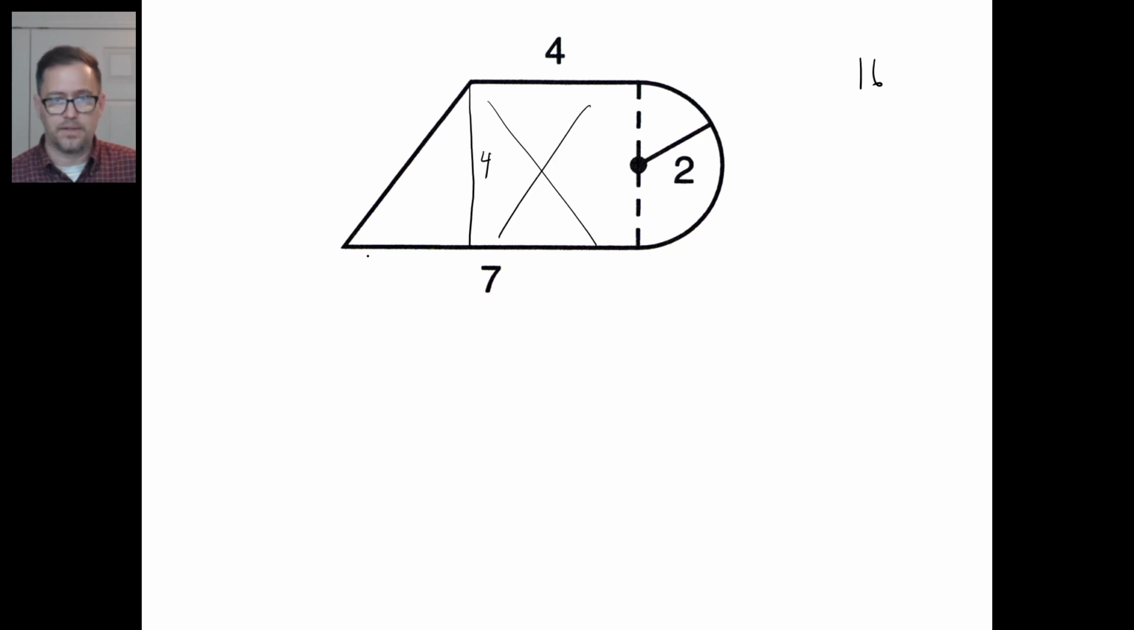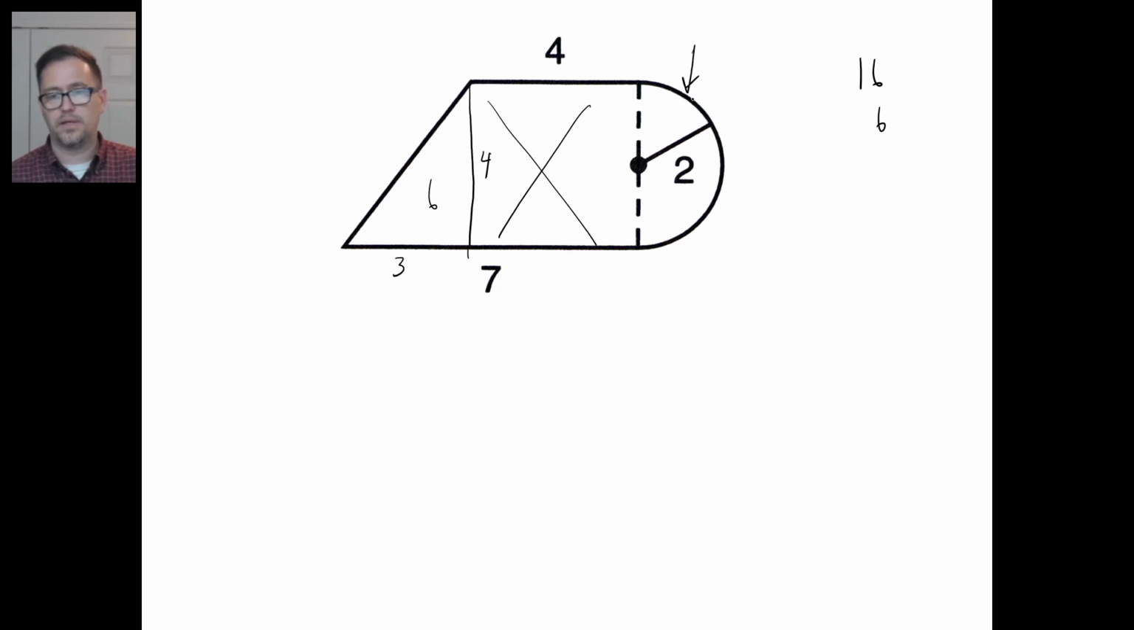Now, let's take a look at the triangle part. This is 4 all the way from here to here, which means 7, and then 4 goes, that's going to be a 3 there. So you have 3 times 4, which is 12. Cut that in half, it's 6. So there's our 6.